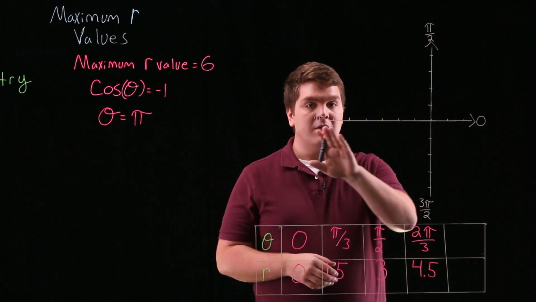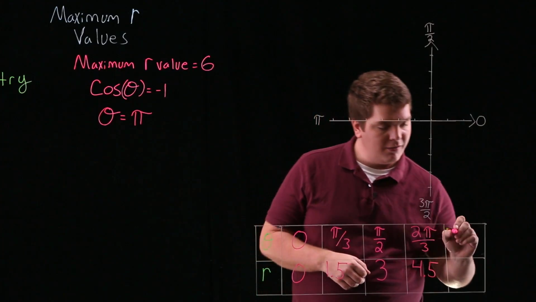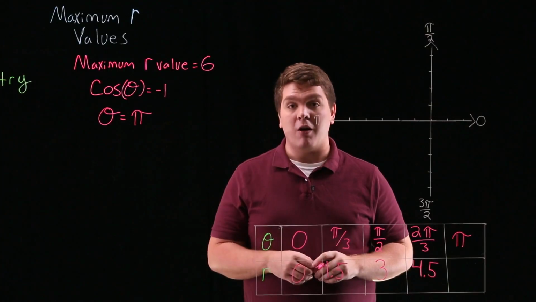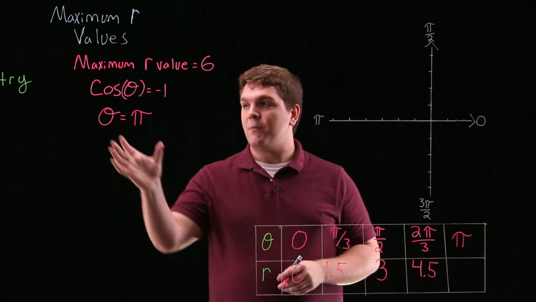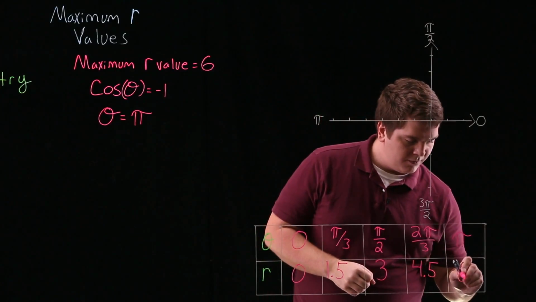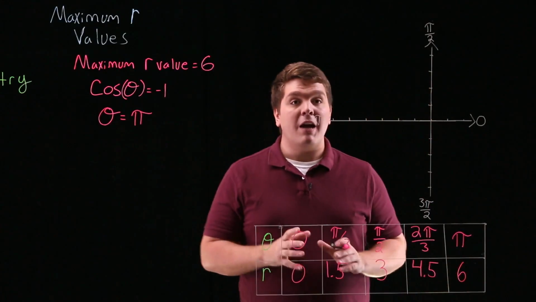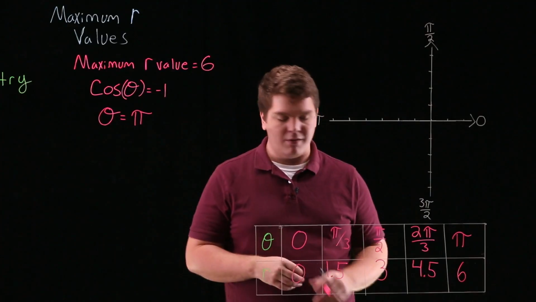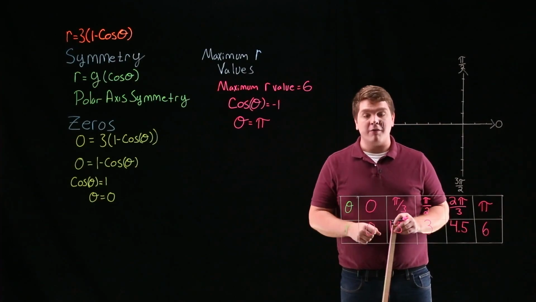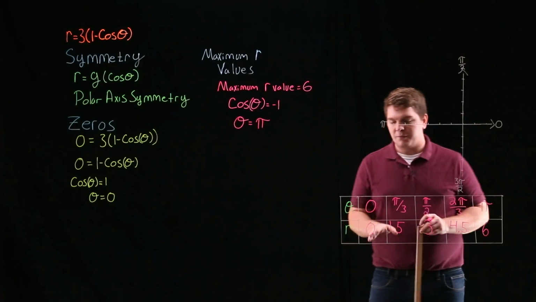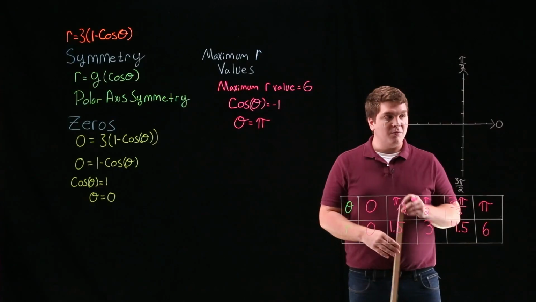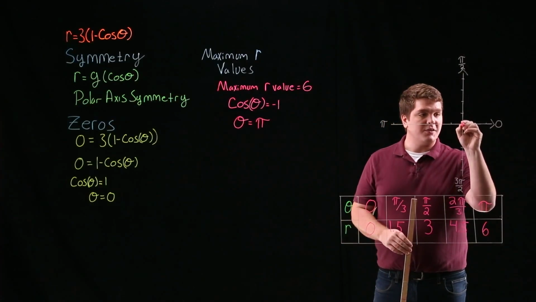And continuing on, if we substitute pi in for theta into r, we already know what r is equal to when theta is equal to pi. We know that it obtains the maximum value of 6. So now we have a couple points that we want to plot. Remember, these are theta values and r values. The first thing we're going to do is start at theta equals 0, and our r value is also 0. So we're going to start at the origin.